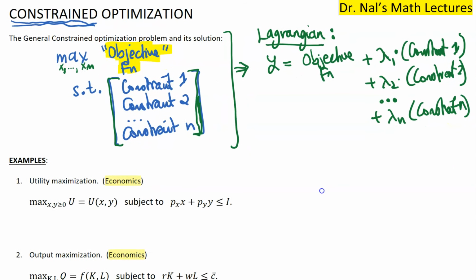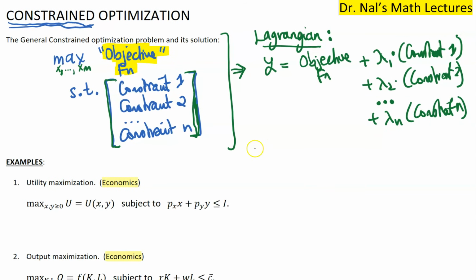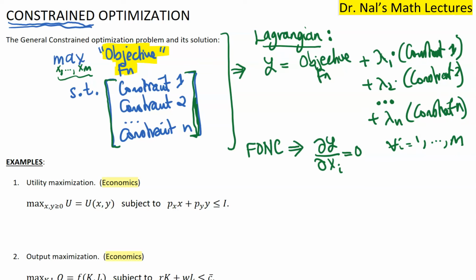Once you have the Lagrangian, the next step is to write out the first order necessary conditions, which are basically that you need to take the derivative of the Lagrangian with respect to each variable independently and set each one of them equal to 0, right? So this is equal to 0 for all i. This is a partial derivative for each and every single variable, and in our case we have m variables, so i goes from 1 to m, and besides we still have the actual constraints.